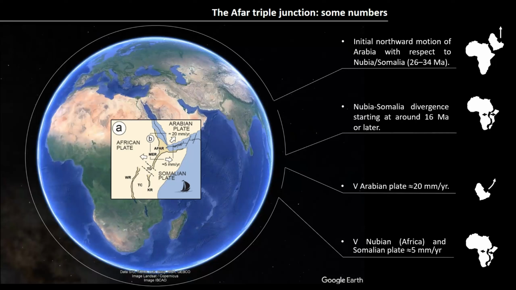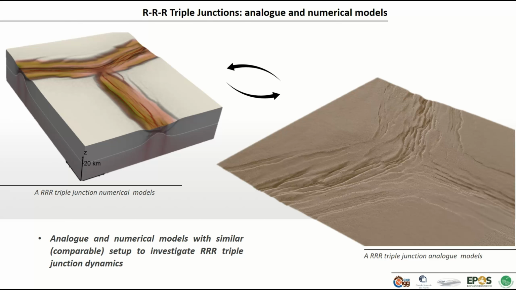Okay, this is not a problem for us, because with our models, as you will see, we will start to investigate the process since the beginning. So we will talk about rift junction, and then if you push the model forward, you can reach the ridge state. As said, we have run analog models and numerical models with similar setup in order to have comparable results and to confirm or disconfirm the outcomes of the analog models.